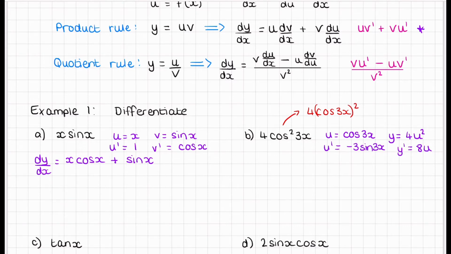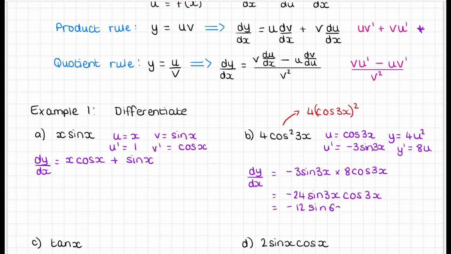Now remember, for the chain rule we need to multiply our two derivatives together. So we'll have negative 3 sine 3x multiplied by 8u, and then we can put u back in, so it'll be 8 multiplied by cos 3x. And then we can just combine that together. So we can do the negative 3 times 8 sine 3x cos 3x. Then this actually simplifies down to negative 12 sine 6x. I'm just going to go to another page to show you how that works.